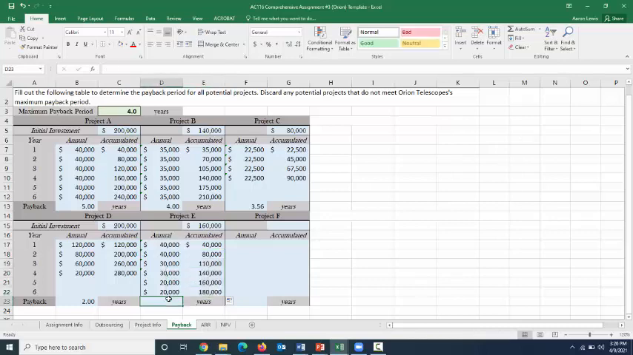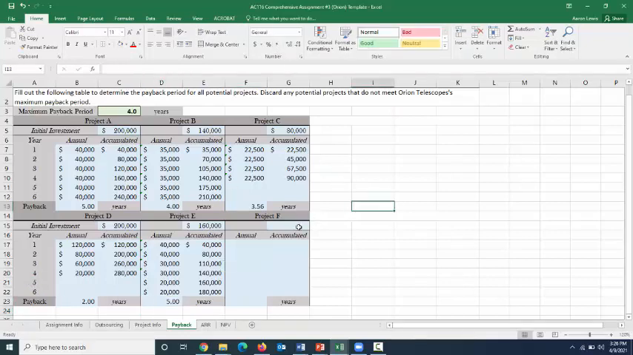Well, at what point do they get paid back? Again, check to see if there's a number exactly equal to your initial investment in your accumulated net cash inflows column, and there is. We see right here we have $160,000, which is equal to the initial investment of Project E. So Project E's payback period is 5 years.